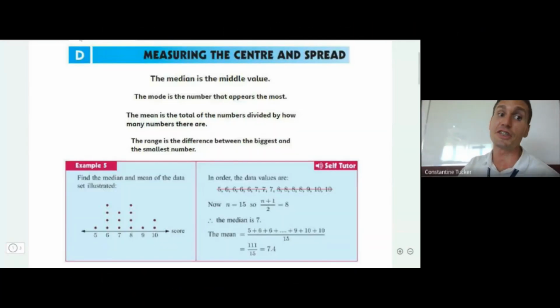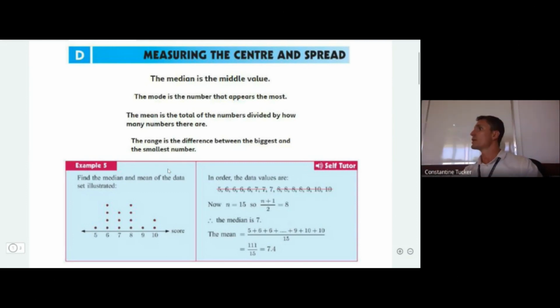So this is paragraph 6D1, measuring the center and spread of a list of data. Here we're going to be looking at some words like median, mode, mean, and range. Have we seen these words before? Yes, we've seen them before.